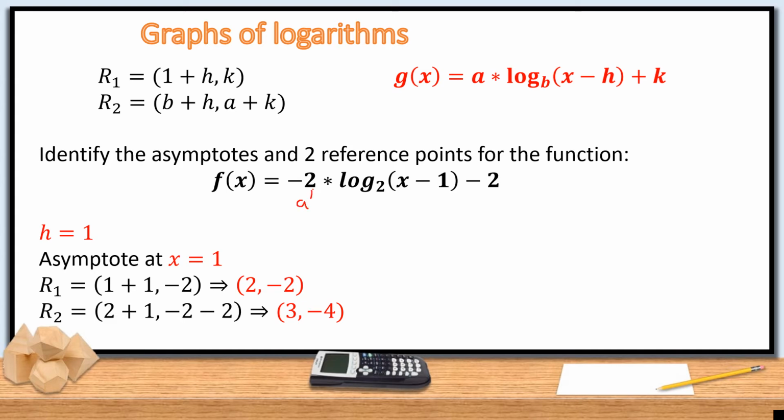So a, h, and k. And I guess B is important to mark here as well. So those would be our 2 reference points, and then we've got our asymptote.